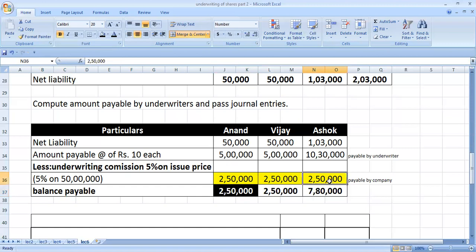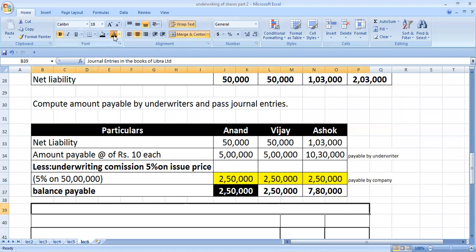How much commission did we calculate? 2,50,000. So how much amount is payable by Ashok to the company? 7,80,000. So these are the amounts payable by the underwriters to the company. Okay, so in this way we have calculated the first part, compute the amount payable by underwriter. Now let's move toward the second part, pass the necessary journal entries in the books of account.